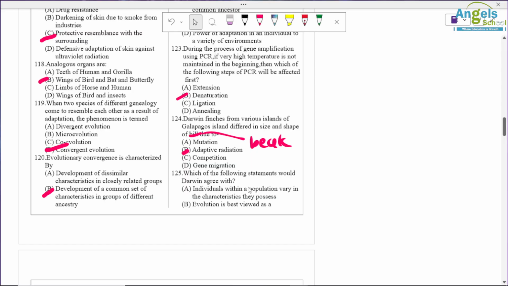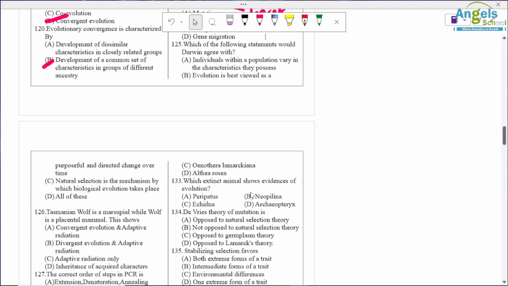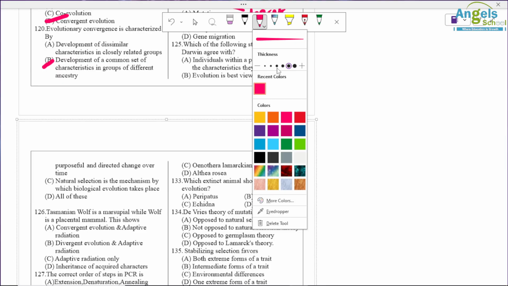Individuals within a population vary in characteristics they possess. Evolution is best viewed as purposeful and directed change over time. Natural selection is the mechanism by which biological evolution takes place. So here D option is correct. All of the statements are correct according to Darwin.